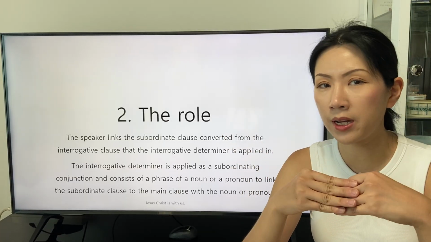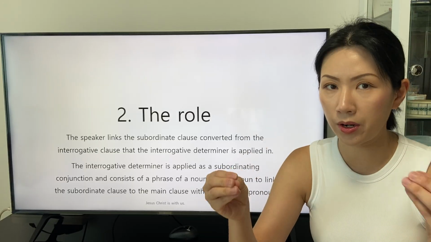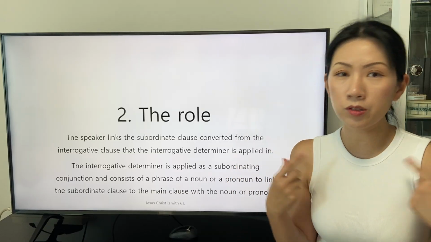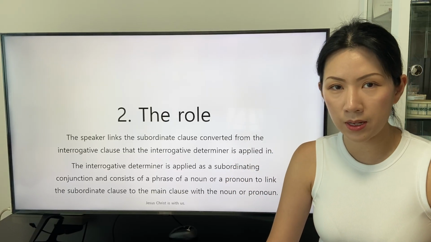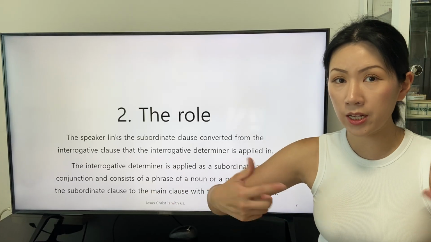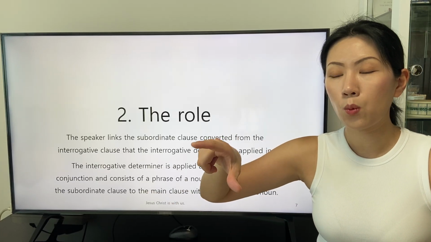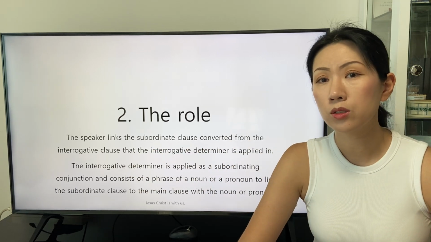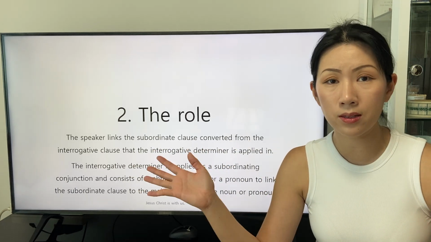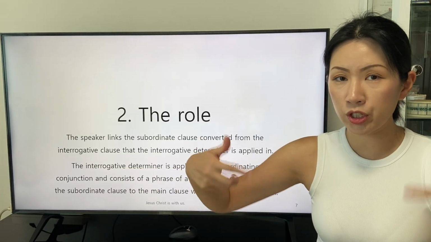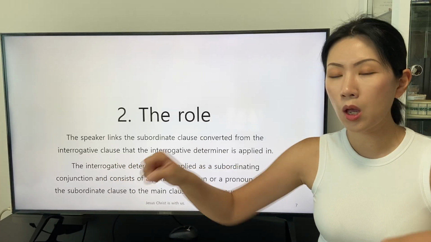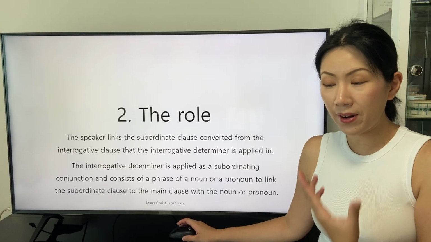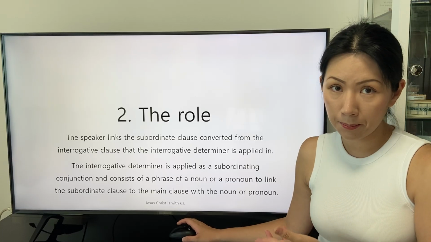Because the three interrogatives are applied as the interrogative determiner, the speaker who does not have any inquisitive intent can change the interrogative clause, like what time do we meet, or which person do you like the most, into the subordinate clause when the speaker does not have any inquisitive intent on the phrase, like what time or which person.